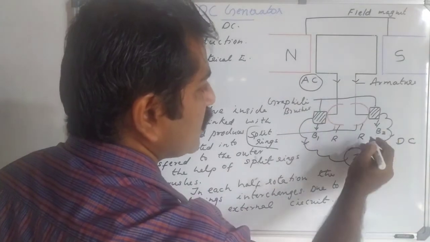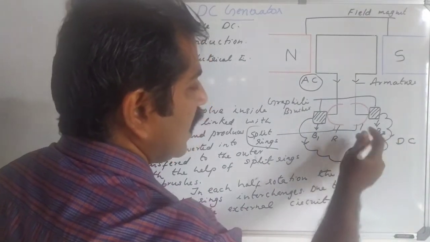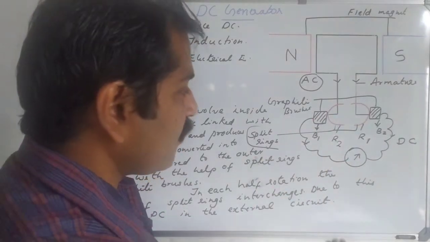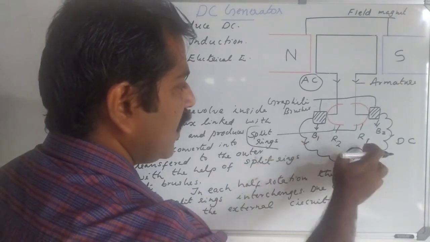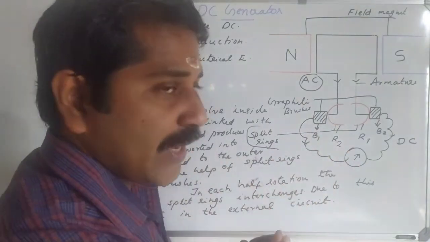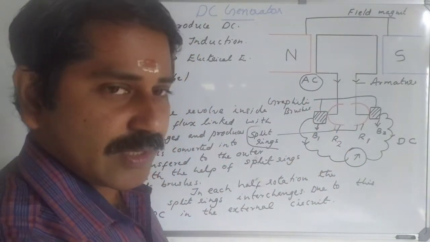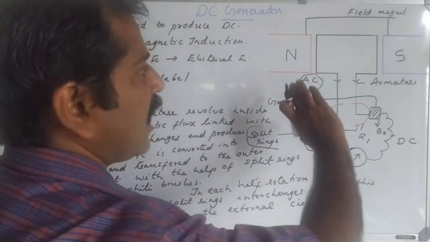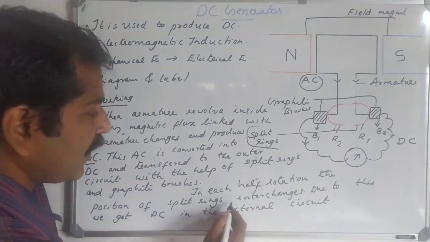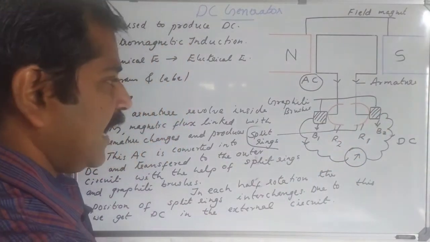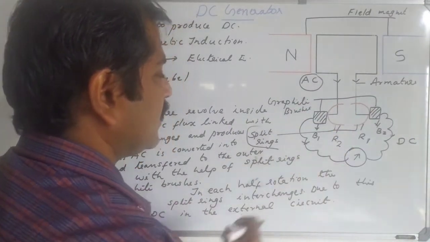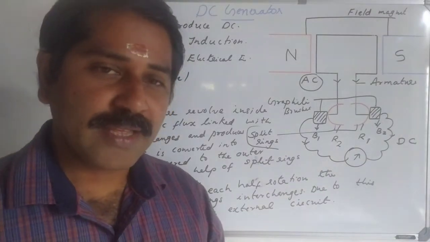R1 shifts to the position of R2 and R2 shifts to the position of R1. So in the second half rotation, R1 will be in contact with B2 and R2 will be in contact with B1. And this process happens continuously when the armature revolves. So we can simply say, when the armature rotates, in each half rotation the position of the split ring interchanges, and due to this we get a DC through the external circuit. Okay, clear?